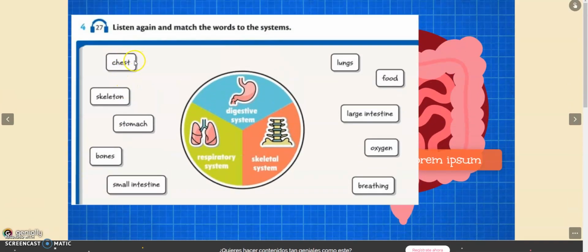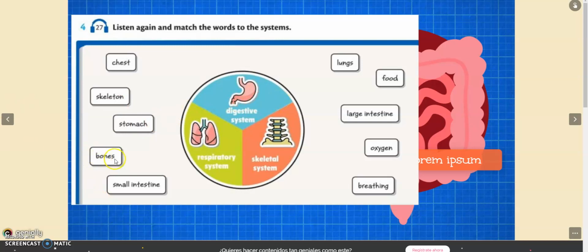We have to draw some lines. We have the words over here in the boxes, and we have to draw a line from here to the system it belongs to. So let's do number 1, the chest. The chest is el pecho. So it belongs to the respiratory system. Here, you should draw a line from here to here. Then the skeleton. The skeletal system. Yes. The stomach. It belongs to the digestive system.